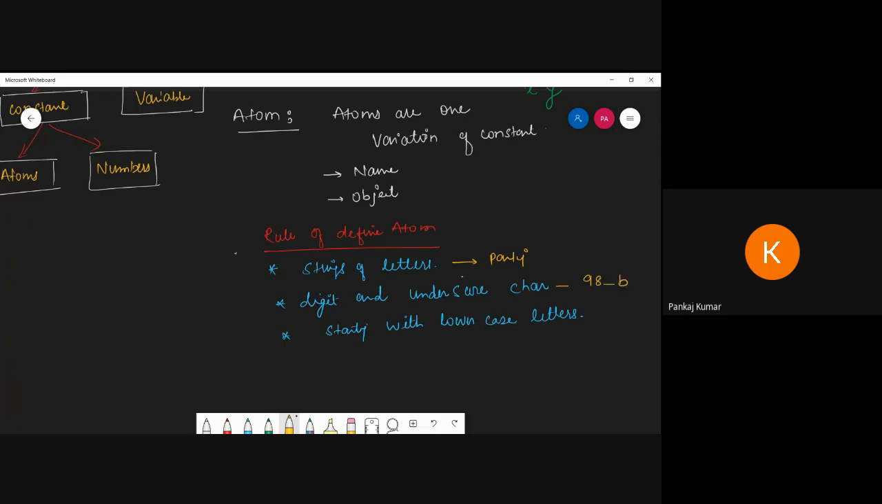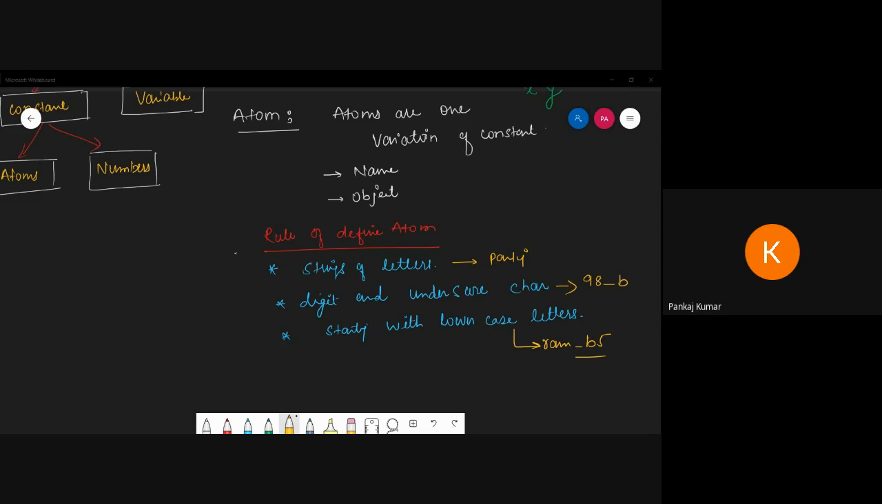Like this one. And this, starting with the lowercase character. What is the meaning of the lowercase character? So I'm writing ram underscore b5. So these are the examples of this one. So these terms are examples of all this.